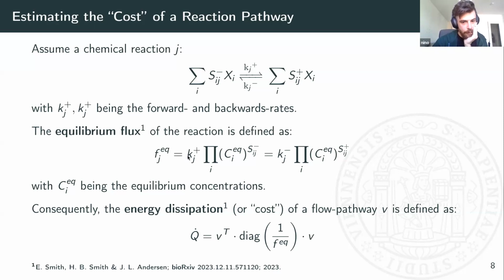And in this linear response regime, at equilibrium, you can then define the energy dissipation or the cost of such a flow pathway, when you have the flow vector V, basically as the inner product of the vector with itself rescaled by this equilibrium flux. So it contains the length of the pathway rescaled by this equilibrium flux. And this tells you how much it costs to project such a pathway out of this equilibrium.